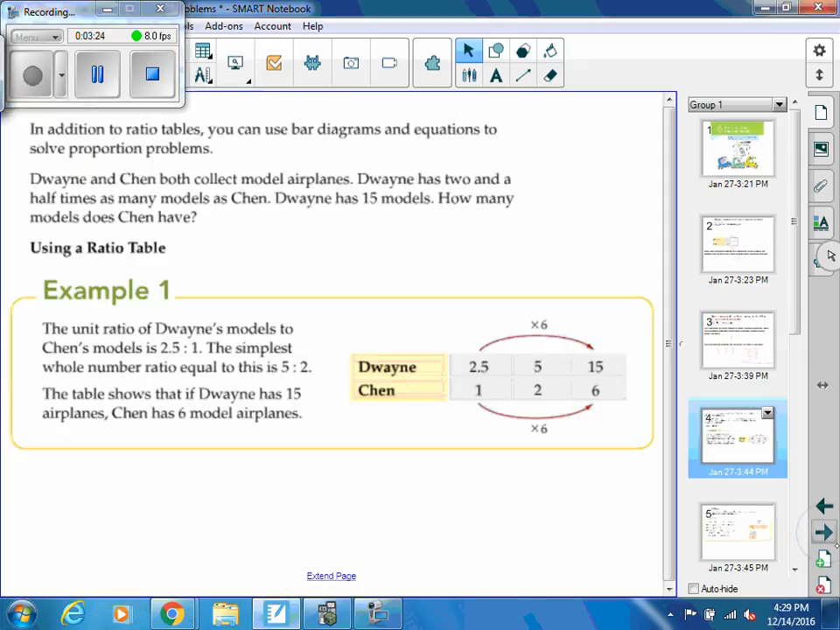Okay, moving on here. So here's an example of what we just did. We came up with the 6 for Chen. This is how they did it using ratio tables. And it also goes on to explain there's bar diagrams and equations that we can use to solve proportion problems as well. We are primarily going to focus on the equations because they work well every time.